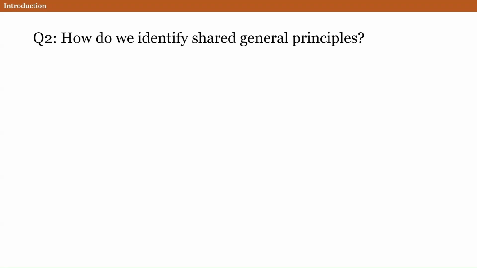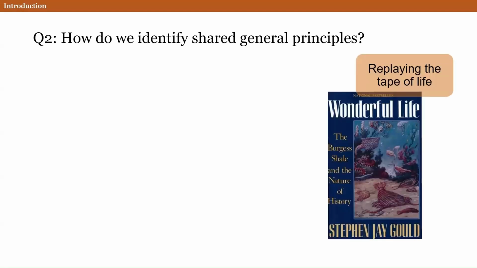Another big question that I've been interested in for a long time is how can we identify shared general principles? This started when I was a kid, thanks to my dad being kind of a Gould groupie. Gould is one of my introductions to evolution. And so, reading him as a kid, I got really fascinated really early by these ideas of contingency versus predictability in evolution. Gould used the metaphor of replaying the tape of life. Would we see the same things? Would it happen the same way if we gave it another replay?